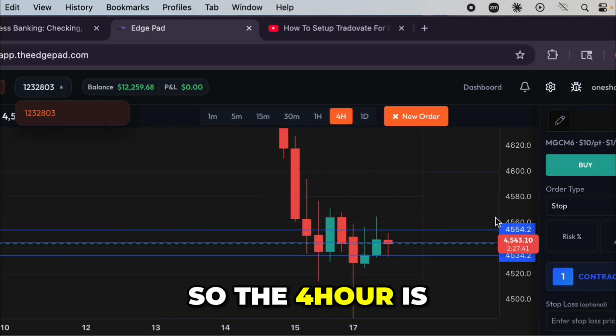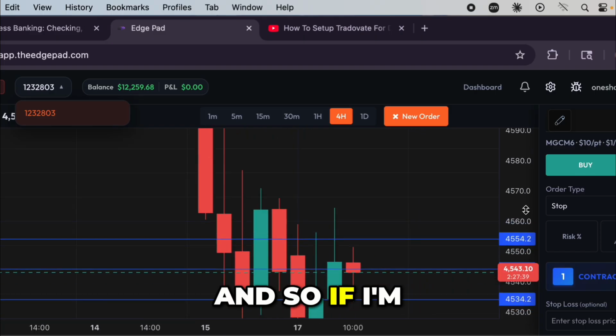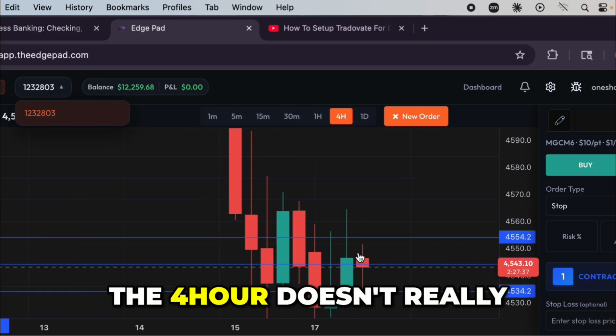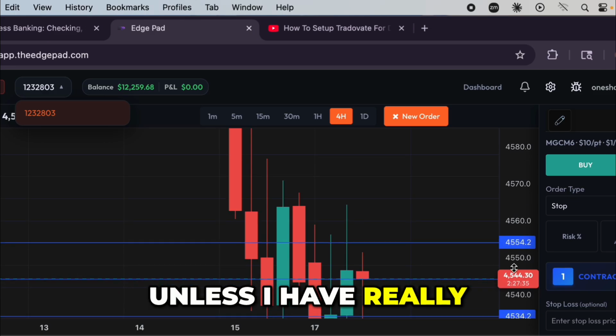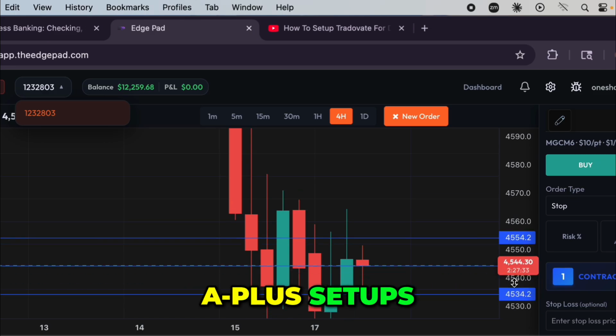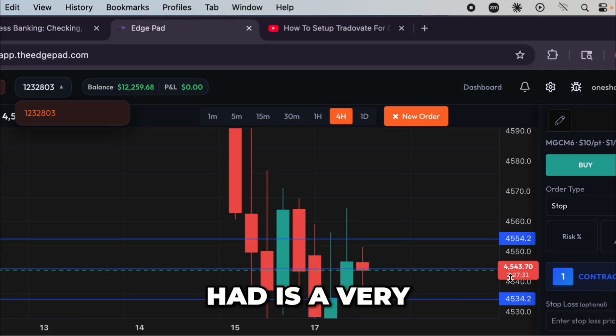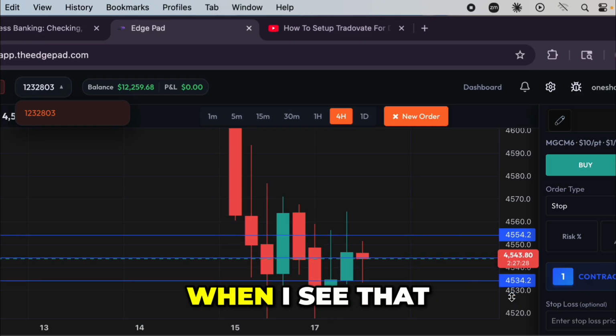Okay, so the 4 hour is really where I play off of. And if I'm in a session where the 4 hour doesn't really have a lot of direction, unless I have really A+ setups, which I did, the first trade I had is a very strict A+ setup. When I see that, it doesn't matter if it's a Monday, it's a Friday, I take that trade.